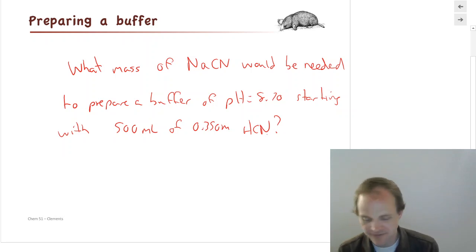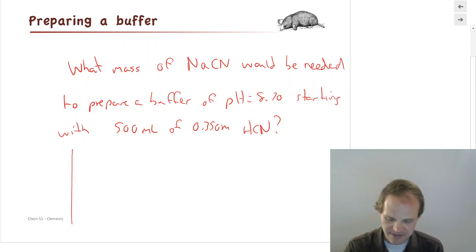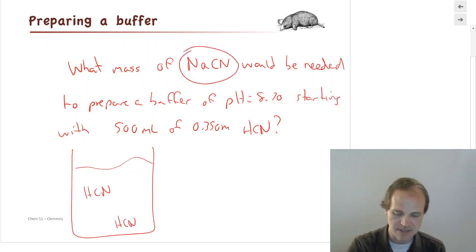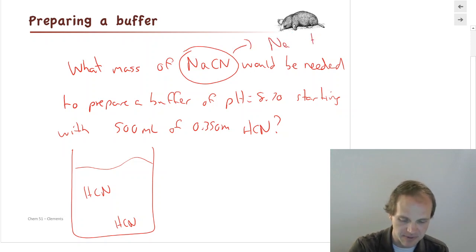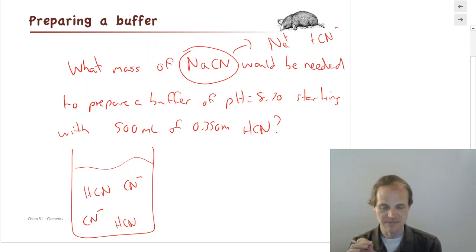So what are we going to do? Well, the first thing we need to do is figure out what's going to be happening. So we've got this solution. It's got some HCN in it, right? And then what are we going to do? Well, we're going to add the sodium cyanide, which we know from our solubility rules is Na plus CN minus. So we're going to add some CN minus. We're going to also add some Na plus, but we don't really care about that, right? It's kind of like writing those net ionic equations.